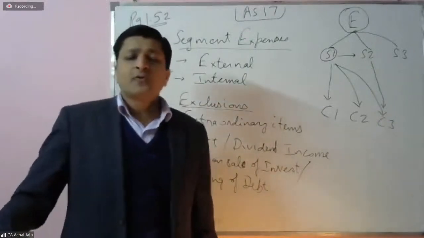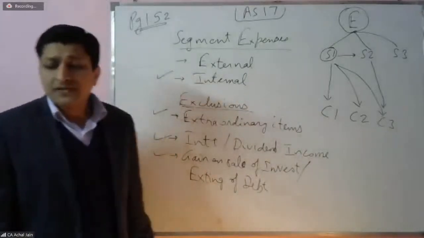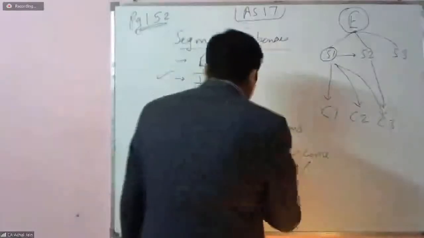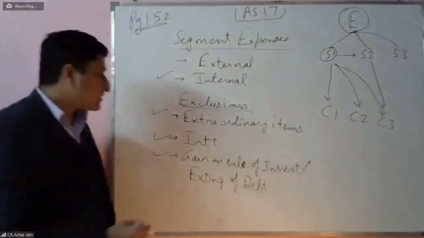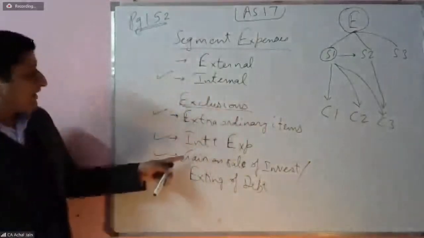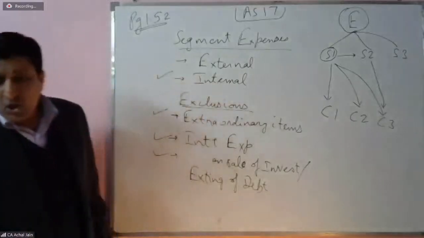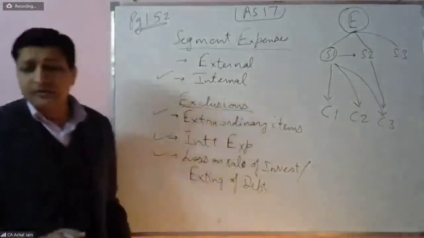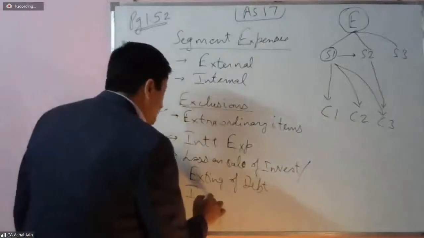Here again, we have certain exclusions. Extraordinary items need not be income always. They may be expenses. So they will not get covered. If there is any interest expense, that will not get covered. Now, gain was excluded from revenues, so if there is any loss on sale of investment or loss on extinguishment of debt, that will also be excluded. Income tax expense.